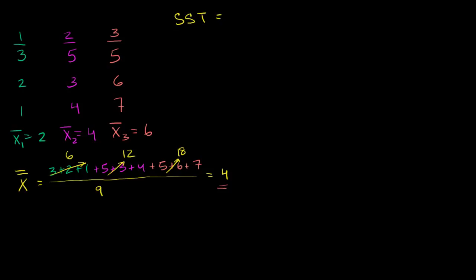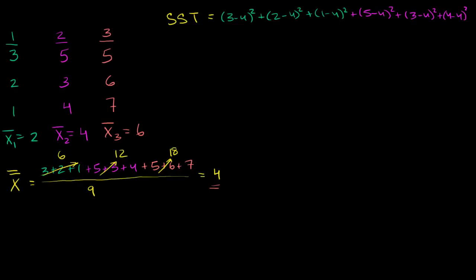So let's do that. So it's going to be equal to 3 minus 4, the 4 is this 4 right over here, squared, plus 2 minus 4 squared, plus 1 minus 4 squared. Now I'll do these guys over here in purple, plus 5 minus 4 squared, plus 3 minus 4 squared, plus 4 minus 4 squared, plus 4 minus 4 squared. Now we only have 3 left. Plus 5 minus 4 squared, plus 6 minus 4 squared, plus 7 minus 4 squared.